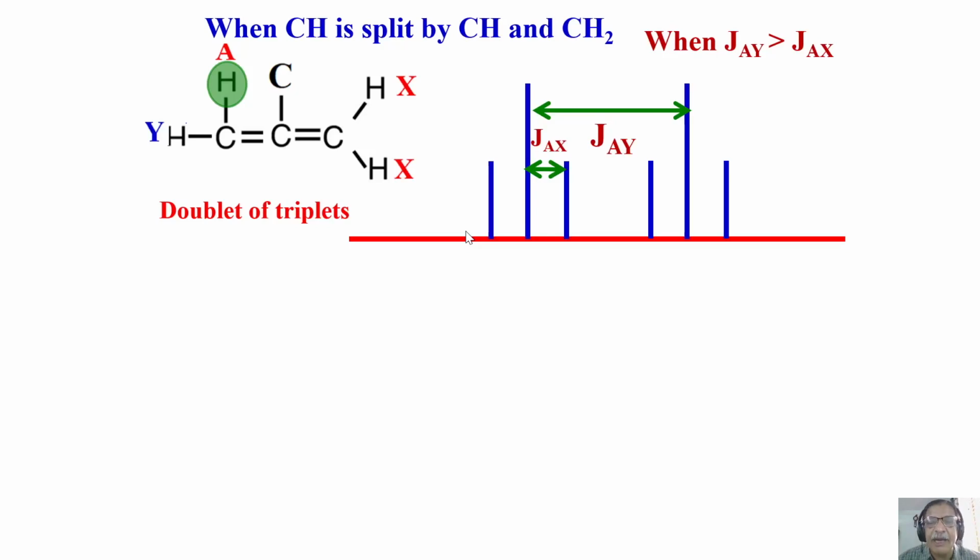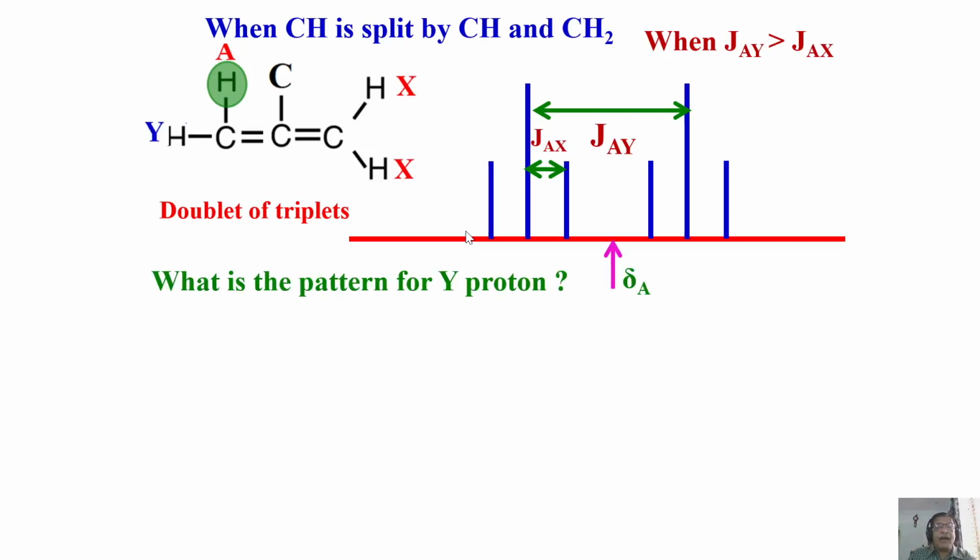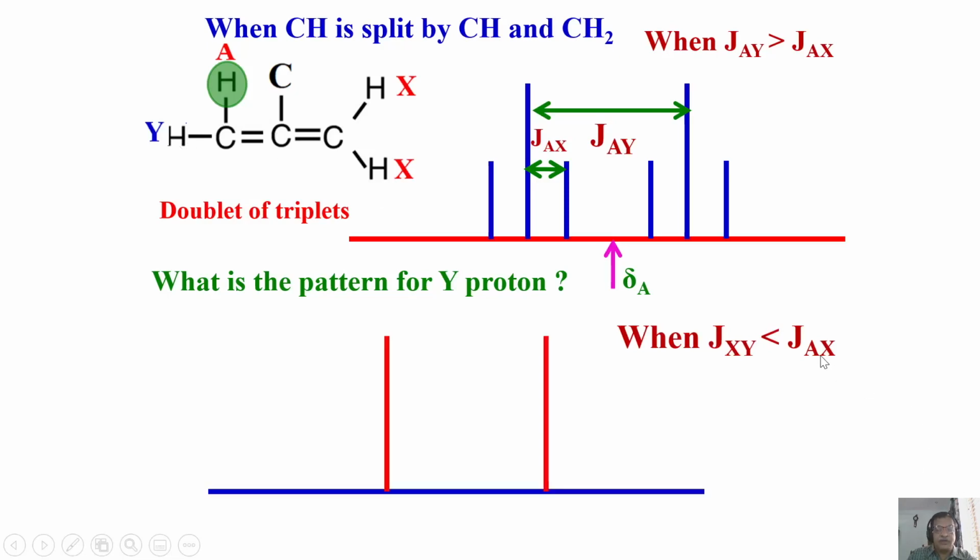I told you, please remember, it is called a doublet of triplets. Always the larger coupling should come first, then the smaller couplings. It is not a triplet of doublets, it is a doublet of triplets. So what is the pattern for Y? Remember, in this case AY is larger than YX. It should not be X, it should be YX.